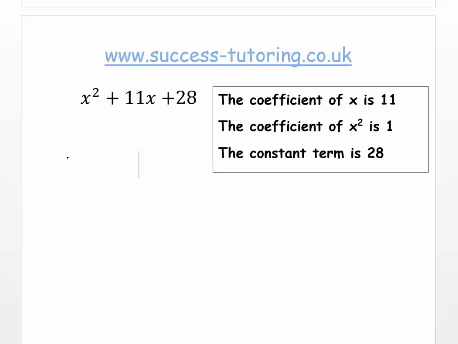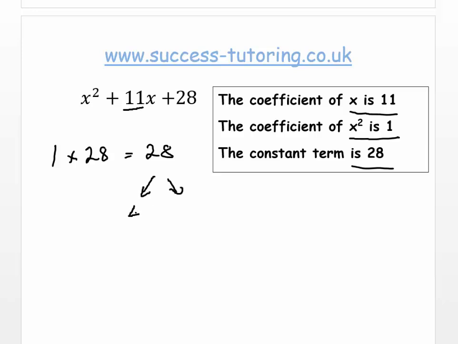Right, so let's try this question here. We've got x squared plus 11x plus 28. The coefficient of x is 11, the coefficient of x squared is 1, and the constant term is 28. So just like in the previous question, I'm going to multiply the coefficient of x squared, which is 1, by 28, which is the constant, and that's going to give me 28. Now I need to find two factors of 28 that will add up to give me the coefficient of x, which is 11.